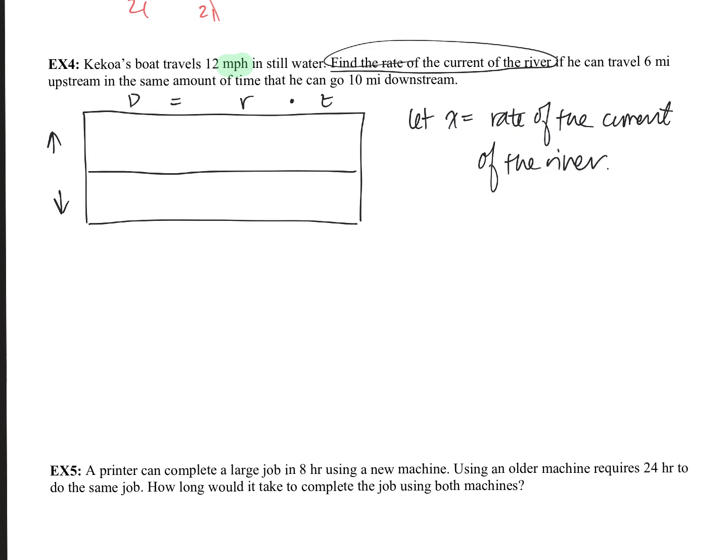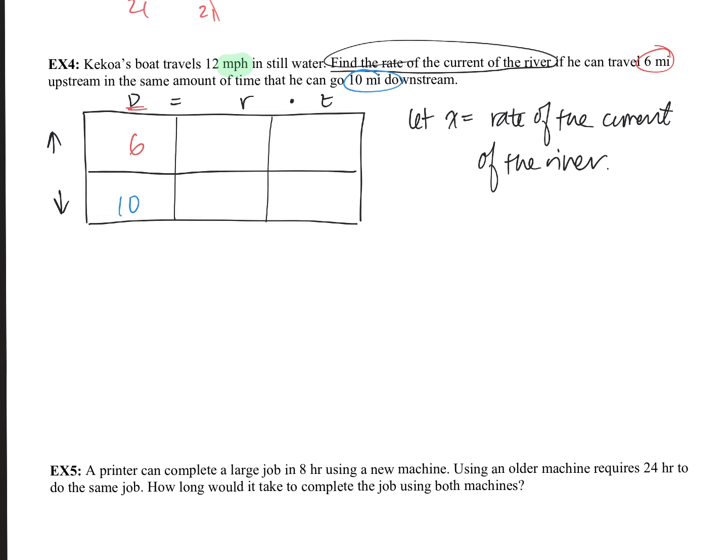Okay, so what else do we know? We know that going upstream, he can travel 6 miles. Okay, so that's my distance. And then going downstream, he can travel 10 miles. Once again, my distance. Let's draw some lines to keep things separated.